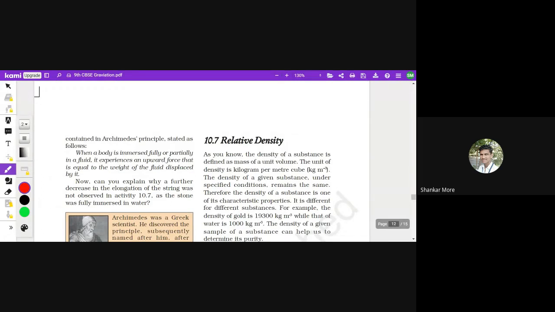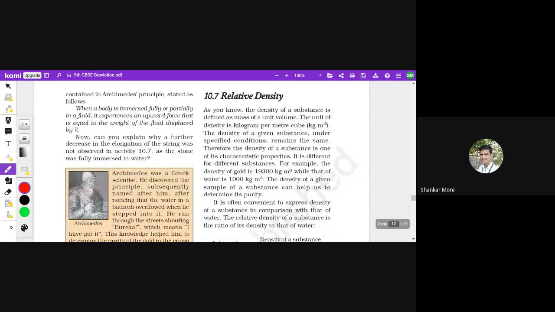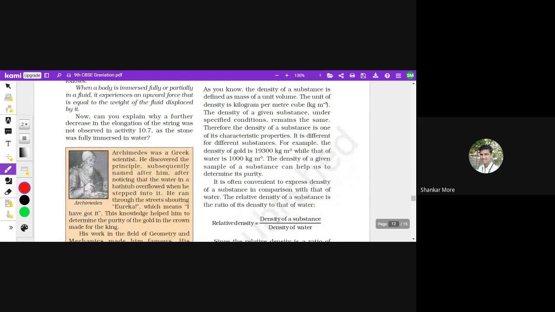But when we talk about a ship, a ship has a very large area and it will displace a lot of fluid. So that much buoyant force will act on the ship and it will help it to stay on top of the water. Now you can explain why a further decrease in elongation of the string was not observed in this activity as the stone was immersed in the water.